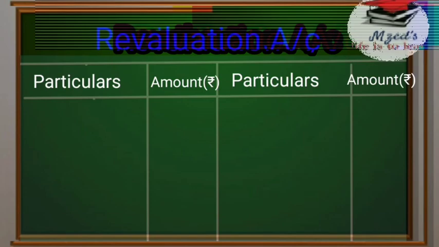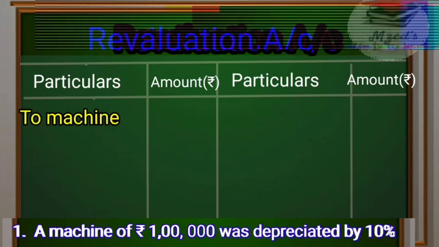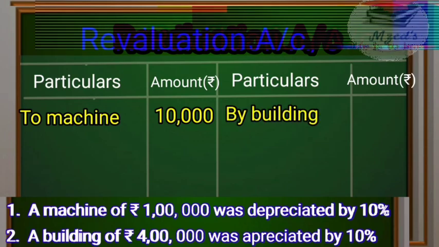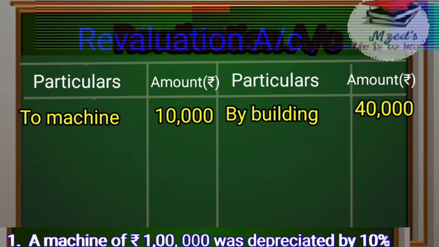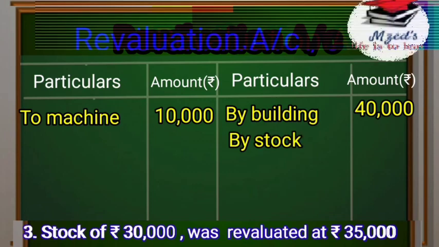This is the format, and the first entry was a machinery was depreciated, that is the loss, so it must be debited to machine account 10%, definitely it would be 10,000. Next one, building was appreciated by 10%, so 40,000 will be credited in the revaluation account. Next entry which was in the question was stock was increased by 5,000, so definitely it will also be gain and it should be credited by 5,000 rupees in the revaluation account.